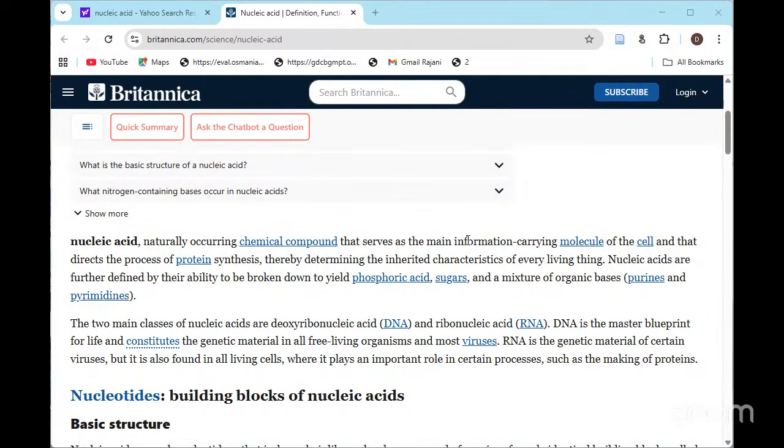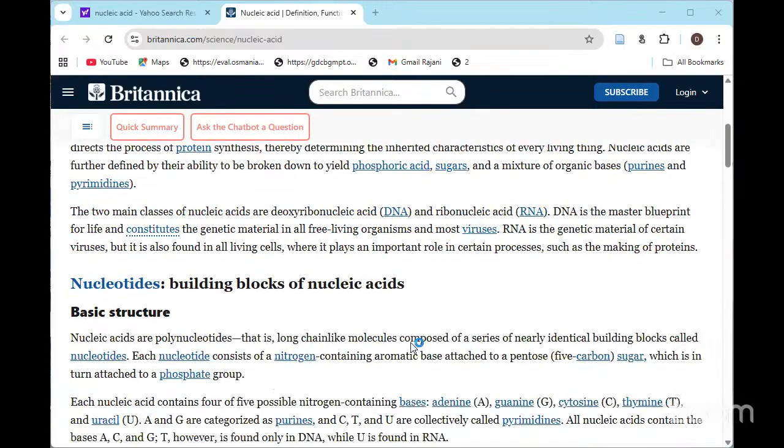RNA is the genetic material of certain viruses, but it is also found in all living cells, where it plays an important role in certain processes, such as protein synthesis.